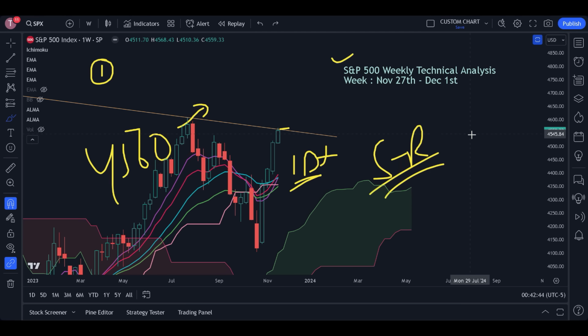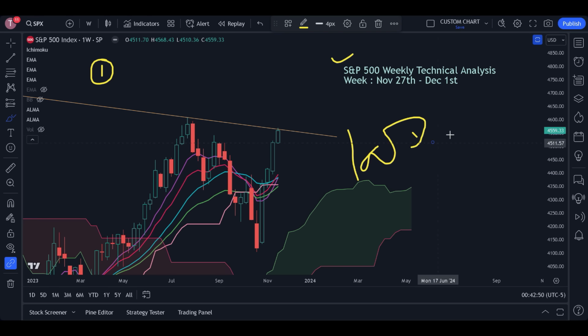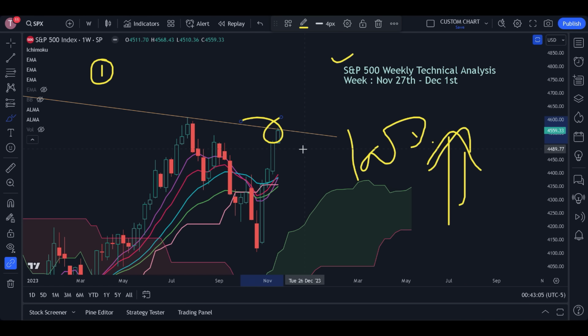Now, as of now it is clear that technically S&P 500 is 100% bullish, but at the same time, S&P 500 has faced a strong resistance and it was rejected on the weekly as well as on the daily chart, but the weekly rejection is more important.